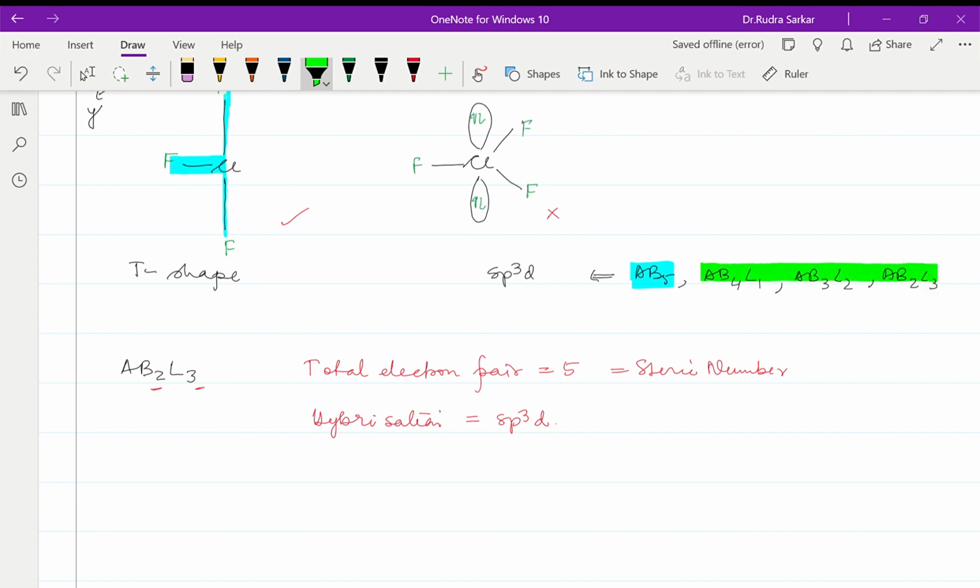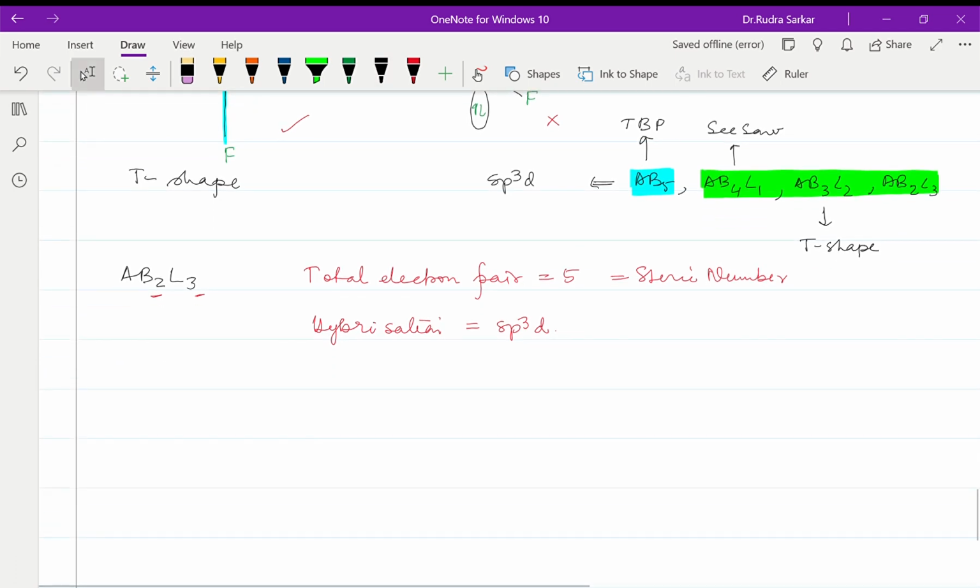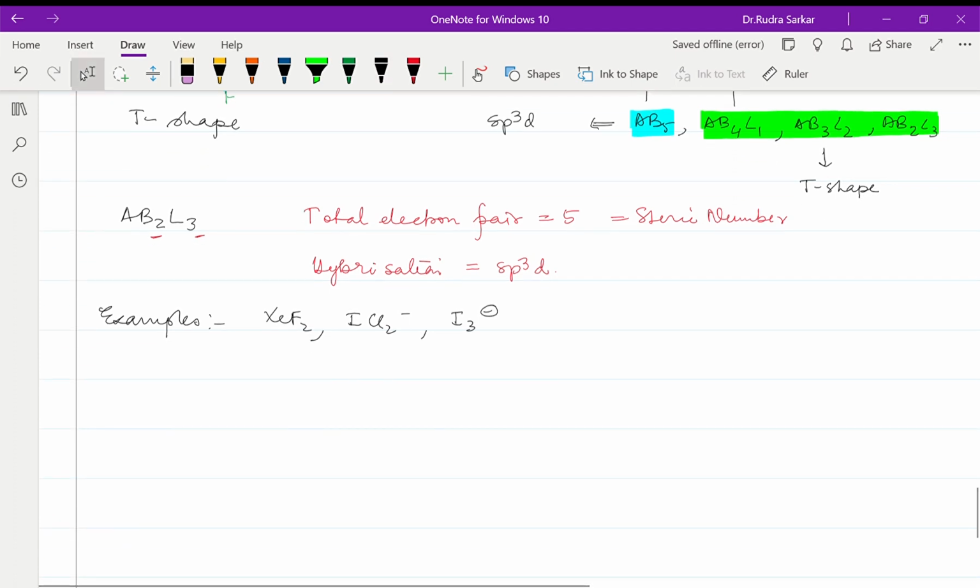So let me highlight it again properly. So these are your irregular structures. Okay, and for the regular structure, what was the shape? The shape was TBP, that is trigonal bipyramidal. This one we said it is seesaw. Okay, for this one we have predicted in the last example it is T shape. Let's see what this one is. So for this I am taking examples like XeF2, ICl2 minus, or I3 minus, which is called triiodide. Okay, so basically this is your polyhalide.